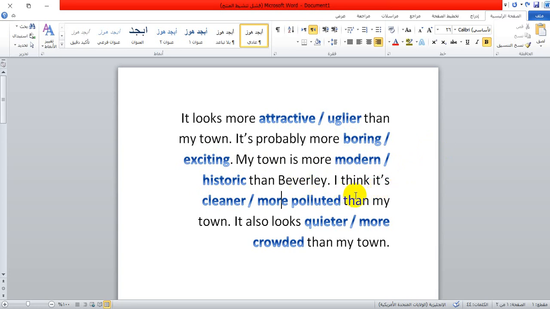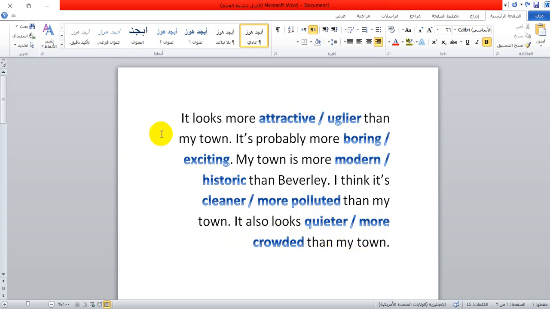I think it's cleaner or more polluted than my town. It also looks quieter or more crowded than my town.